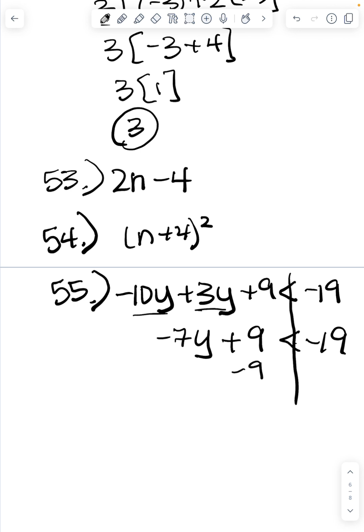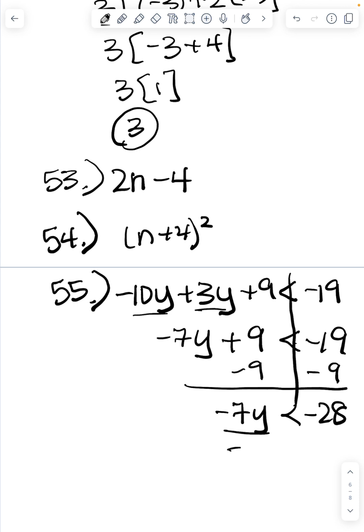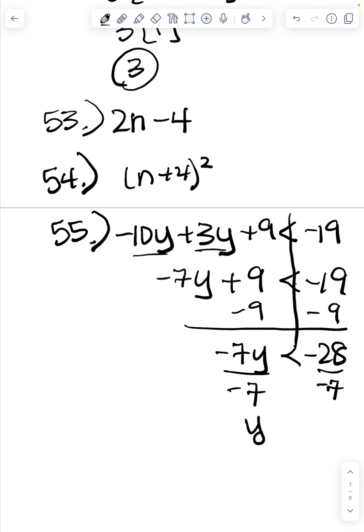Now we're going to start bumping stuff to the other side, which means do the inverse. So you have negative 7y is less than negative 28. Divide both sides by negative 7. So y, flip it, is greater than 4.